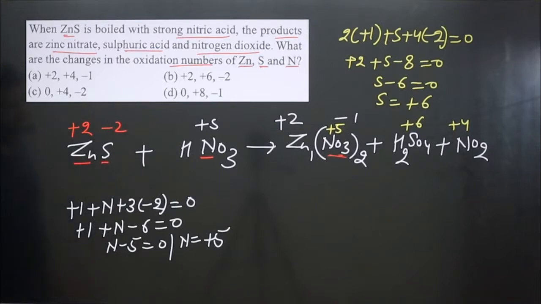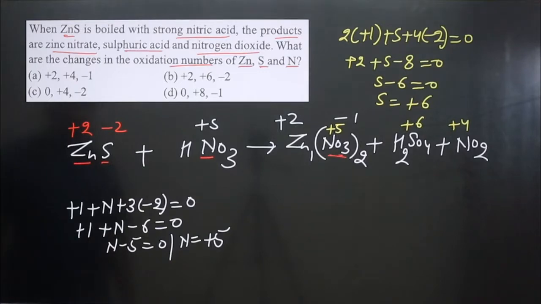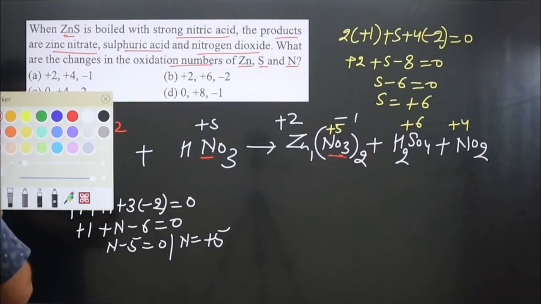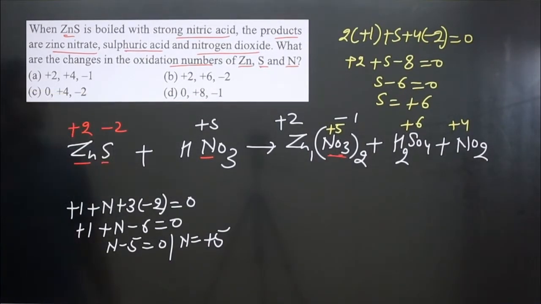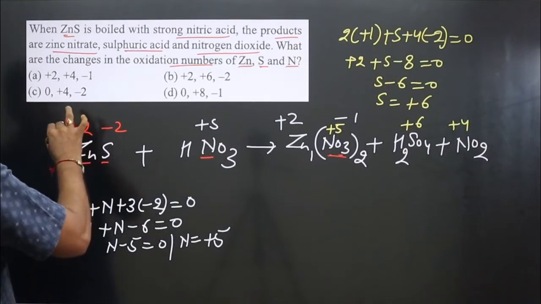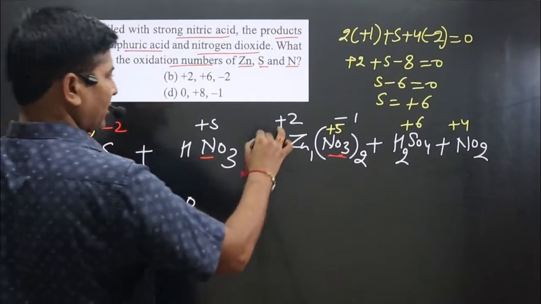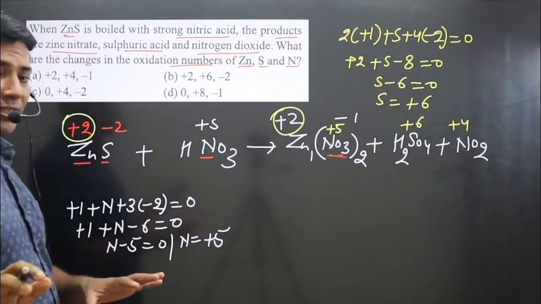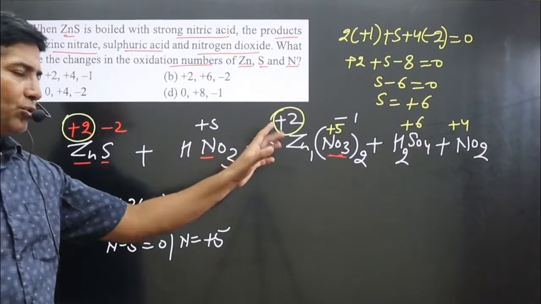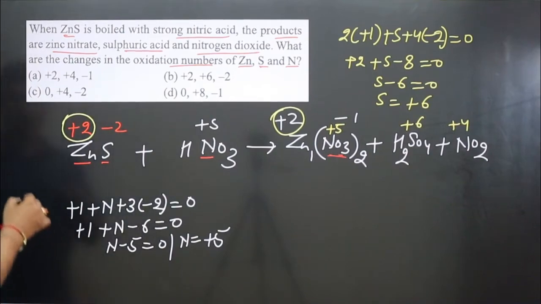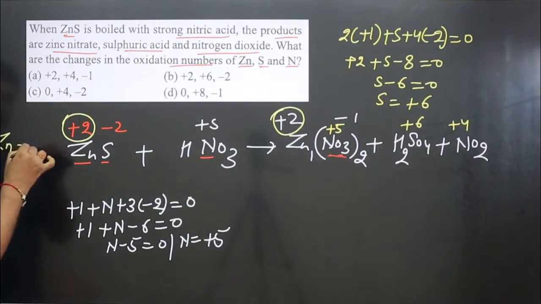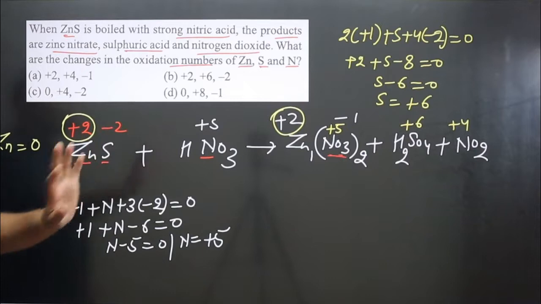Now we can compare the oxidation numbers to find out the change in the oxidation number of the concerned elements. In the case of zinc, pay attention very carefully. We have zinc to zinc. You can see zinc is present in +2 oxidation number. Other side also it is present in +2 oxidation number. If we find the difference, 2 minus 2 is equal to 0. In the case of zinc, the change in oxidation number is 0.